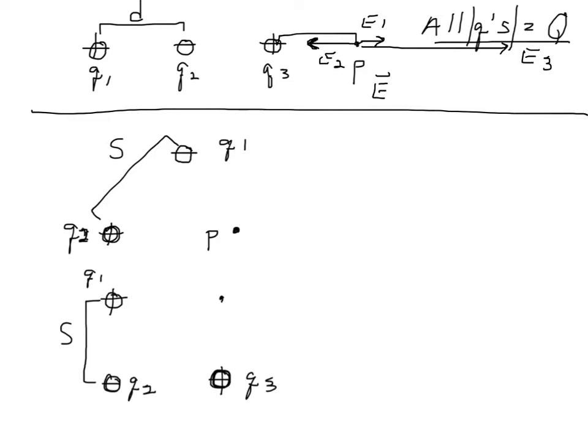E1 is equal to KQ squared over D squared in the I-hat direction. So it's positive. These are all on the x-axis. 2 is negative. So I'm not going to put the I-hat in here because this all is going to be I-hat and I'm running out of space. E2, can you write it down? Pause the video, write down what it should be and see if you can get it right.